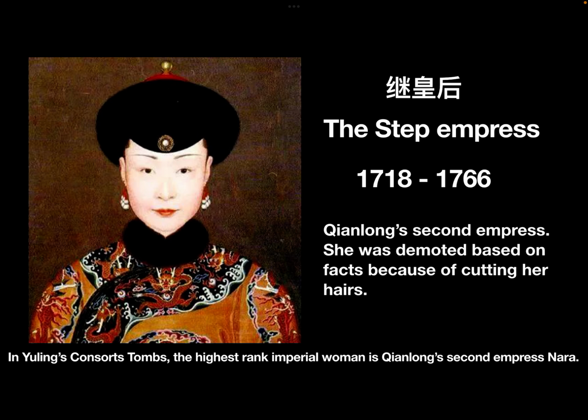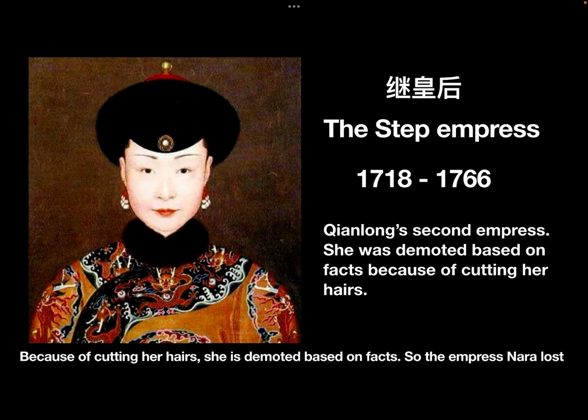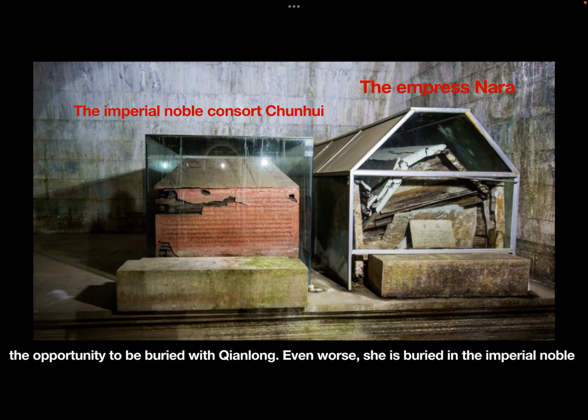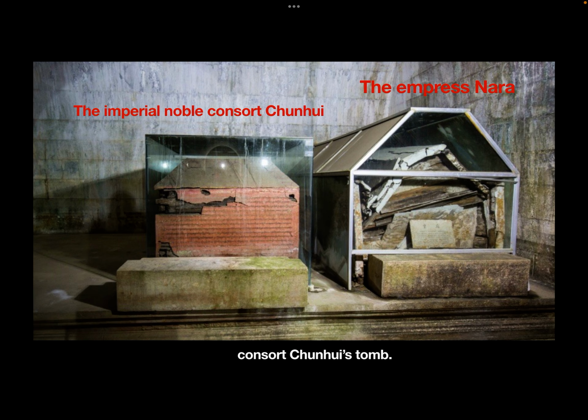In Yuling's consort tombs, the highest rank imperial woman is Qianlong's second empress Nala. Because she cut her hair, she is demoted based on the facts. So the Empress Nala lost the opportunity to be buried with Qianlong. Even worse, she is buried in the imperial noble consort Chunhui's tomb.